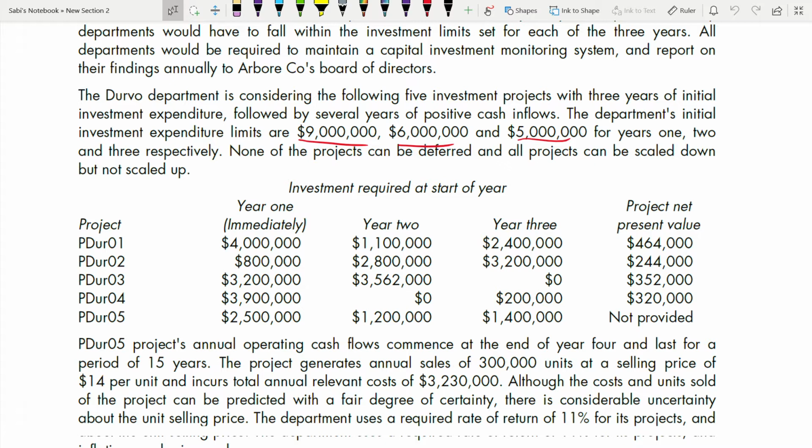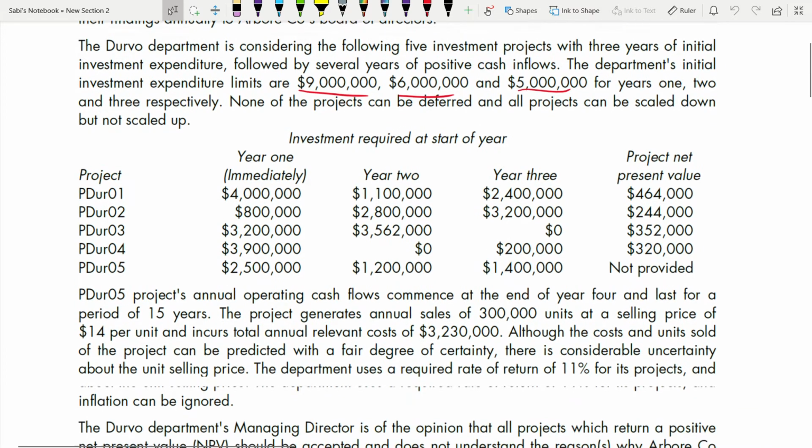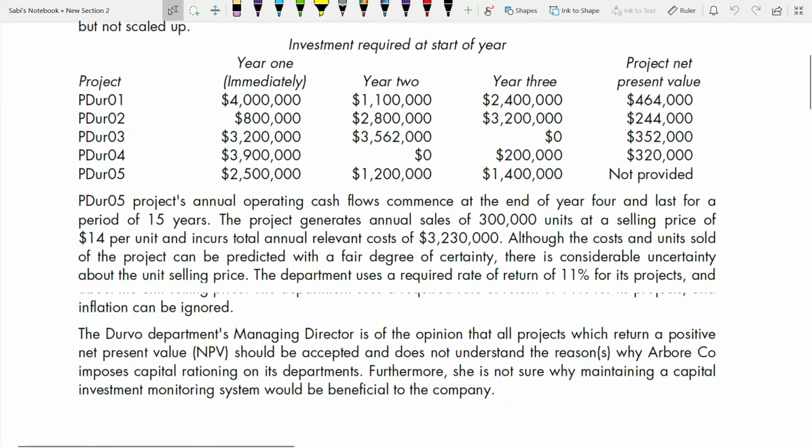And then the net present value has been given for all 4 projects except for the last one, which you have to calculate. Now, how are you going to calculate? Some figures have been given to you here. So this project's annual operating cash flow commences at the end of year 4 and lasts for a period of 15 years.